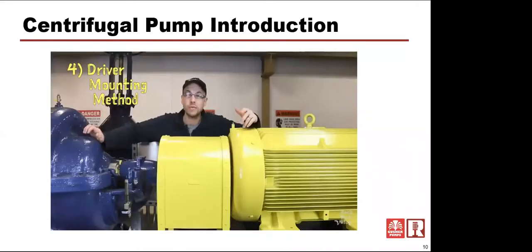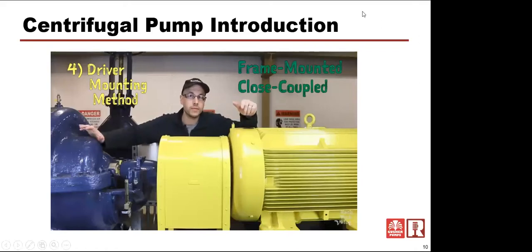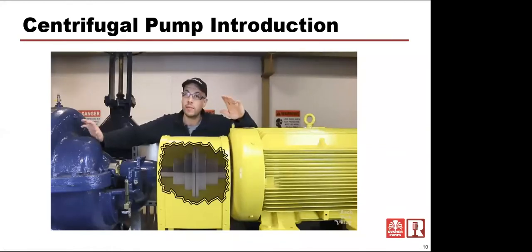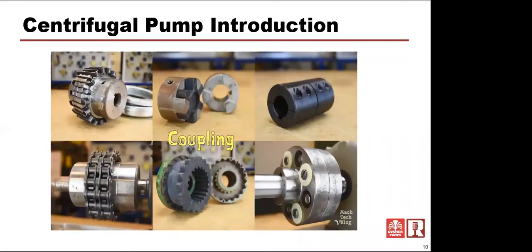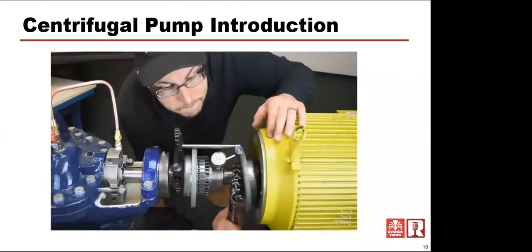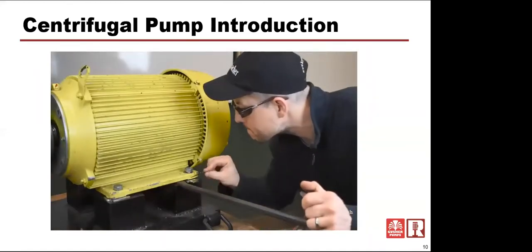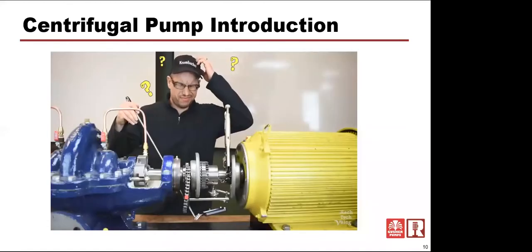This brings us to the mounting method of the driver, usually an electric motor. There are two options for transmitting rotational force from the driver to the pump, either frame mounted or close coupled. If the pump and driver are two separate units, as they are here, then the pump and driver shafts will need to be connected by some type of a coupling. Now, couplings come in all shapes, sizes, and styles. But one characteristic common to all of them is that they require proper alignment of the shafts, and that can be a very finicky process indeed.